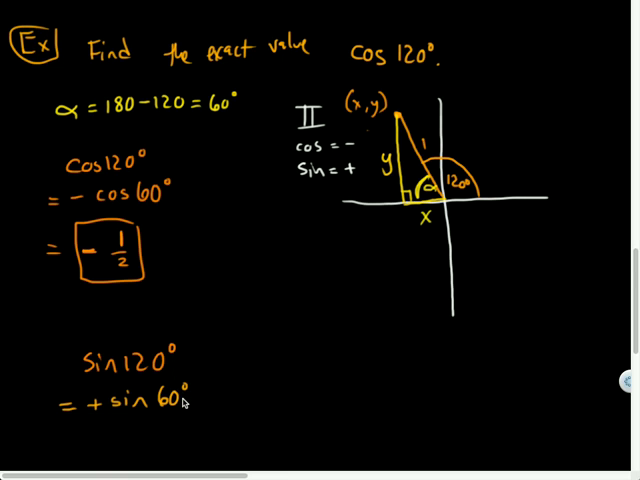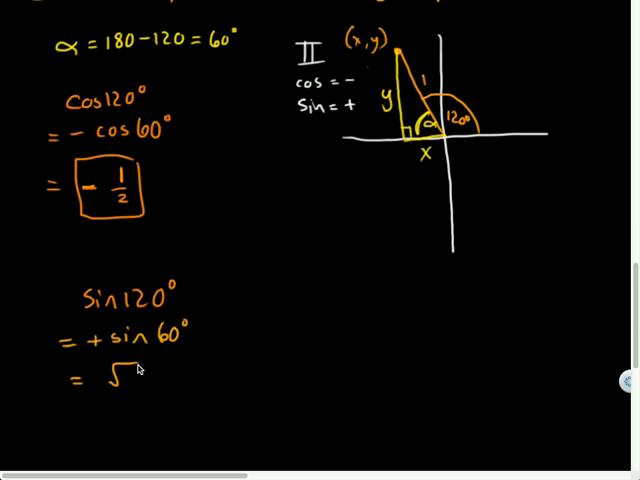Does anyone remember what the sine of 60 was from yesterday? It is square root of 3 over 2. Square root of 3 over 2. Indeed. So I just want to point out, I can rewrite these in terms of their reference angle, and then the sign is going to be determined based on which quadrant I'm in.